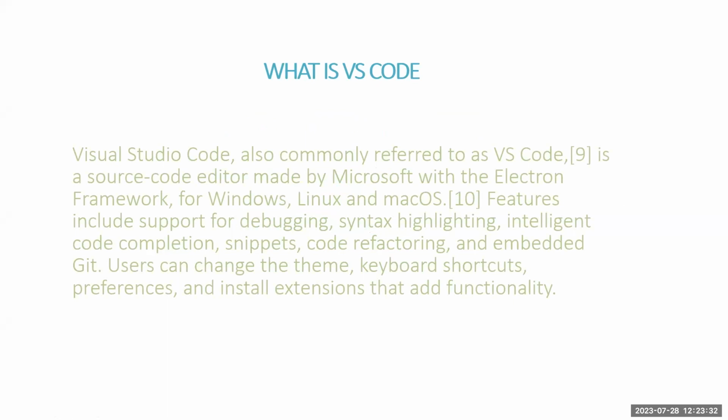So what is VS Code basically? The full form is Visual Studio Code, also commonly referred to as VS Code. It's a source code editor made by Microsoft with the Electron framework for Windows, Linux, and Mac also. Features include support for debugging, syntax highlighting, IntelliSense, code completion, snippets, code refactoring, and embedded Git also. Users can change the theme, keyboard shortcuts, preferences, install extensions, and all types of functionality you can do in VS Code.